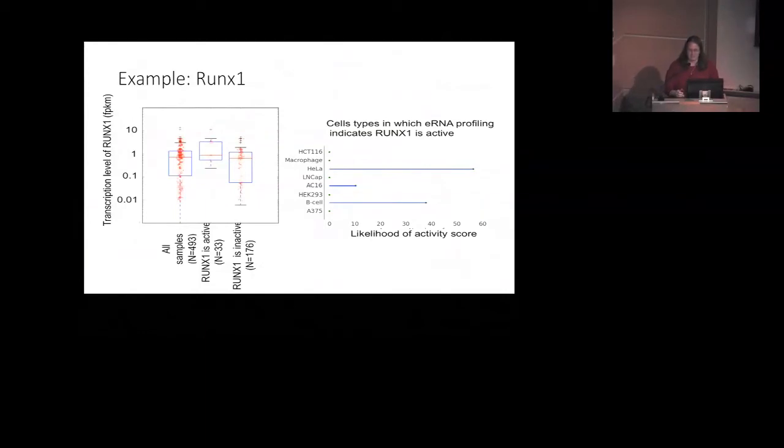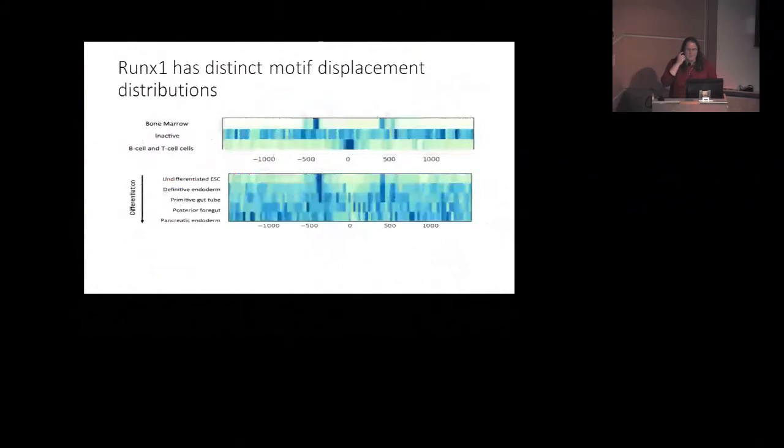And we see it in the right types of cell types, B cells and AC16s, which is a cardiac cell. But when we look at the motif displacement distributions, we see 3 distinct patterns. We see in the B cells and T cells that centered pattern that we would call as active, which is beautiful. We see the inactive pattern, which is great. And then we see this really weird offset pattern in things like bone marrow and embryonic stem cells that we really can't explain very well yet.